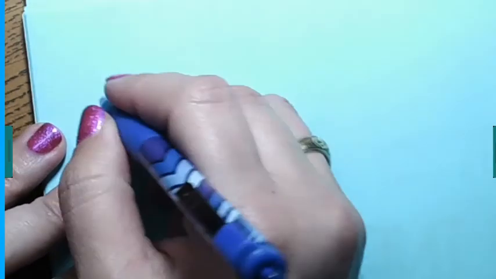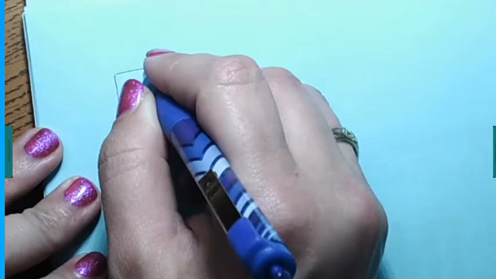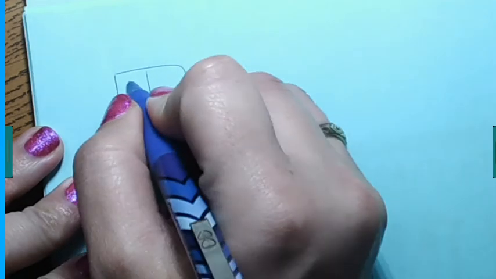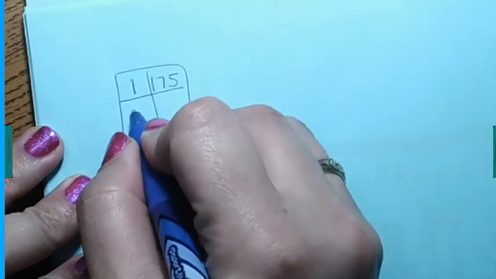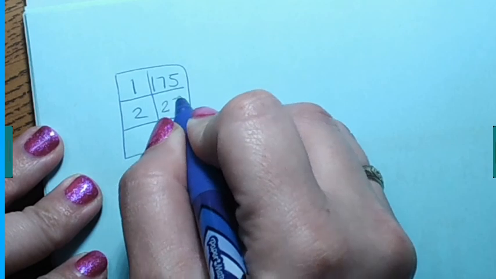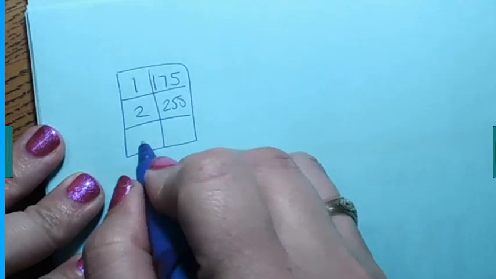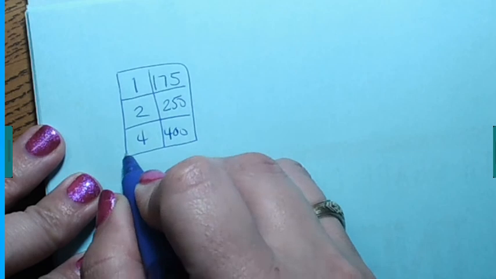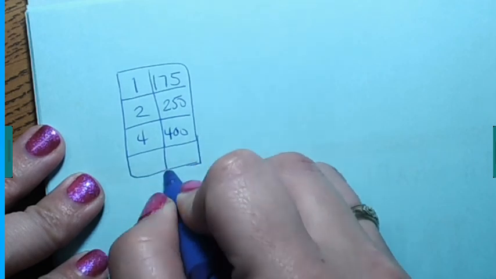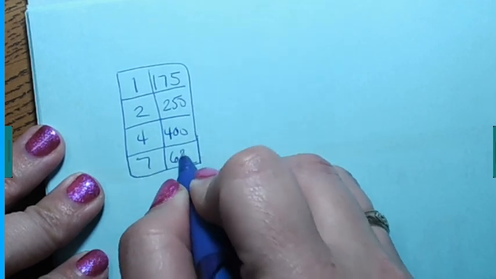And we're going to do just a quick couple of rock examples. So we got to draw some tables. So we have 1 and 175, 2 and 250, 4 and 400, and 7 and 625.